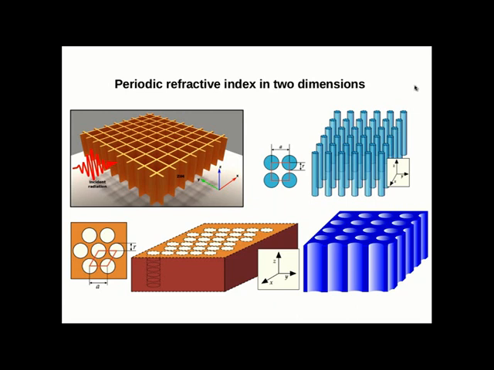Two-D photonic crystals, as the name suggests, have periodic variation of permittivity or refractive index in two dimensions. These are examples of 2D photonic crystals. This one here is called the dielectric vein type of structure. This is dielectric rods in air, holes in a dielectric, and a different type of air holes in a dielectric structure. This one has a square lattice, and this one has a hexagonal lattice of air holes. These are the most common types of photonic crystals.